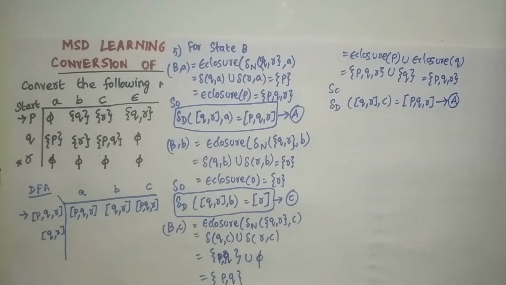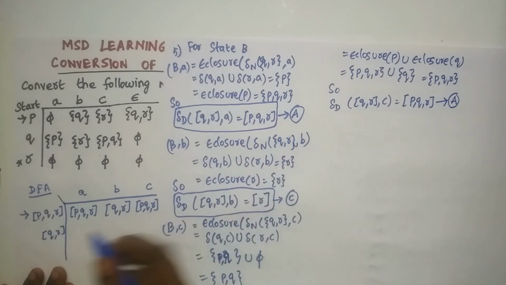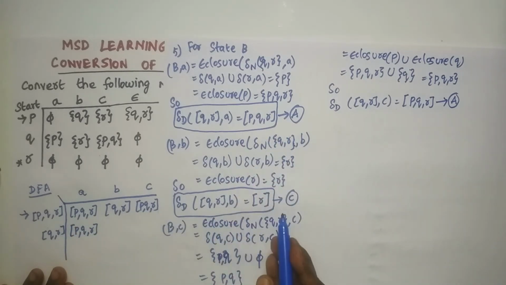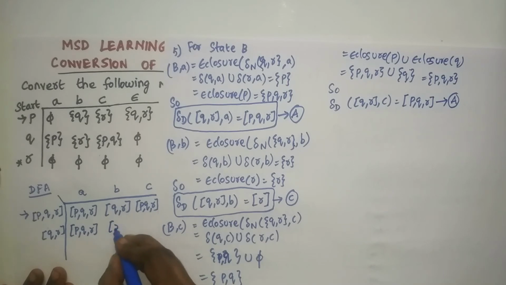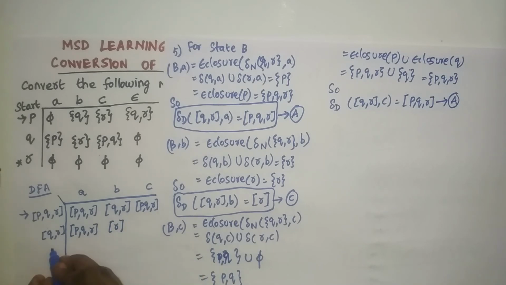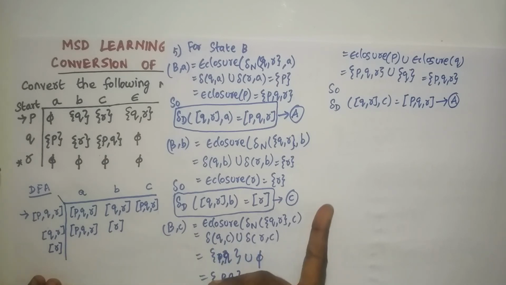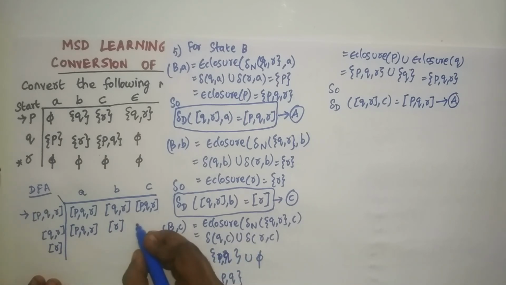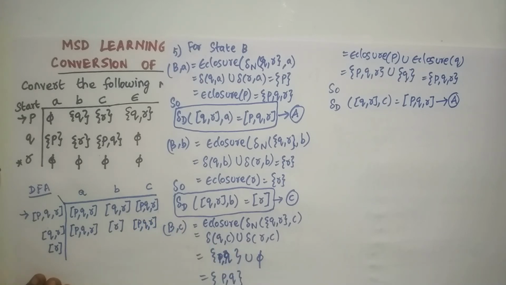So now we have completed the process of B on a, B on b, B on c. B on a goes to the state {P, Q, R}, and B on b goes to the new state R, which is C. Once you have a new state, add it on this side also. Now B on c goes to the same state A, {P, Q, R}. So now we have another new state, R.